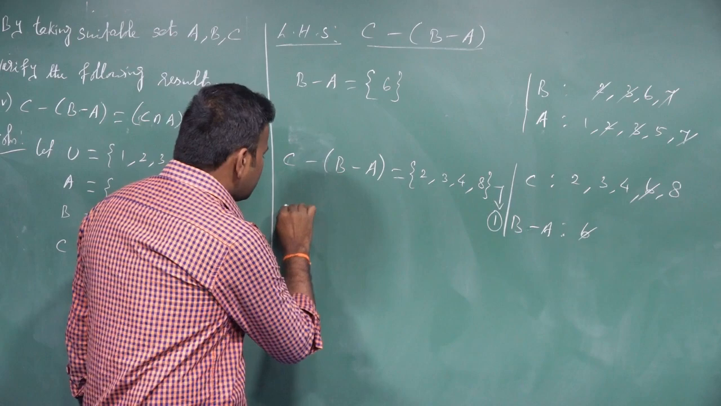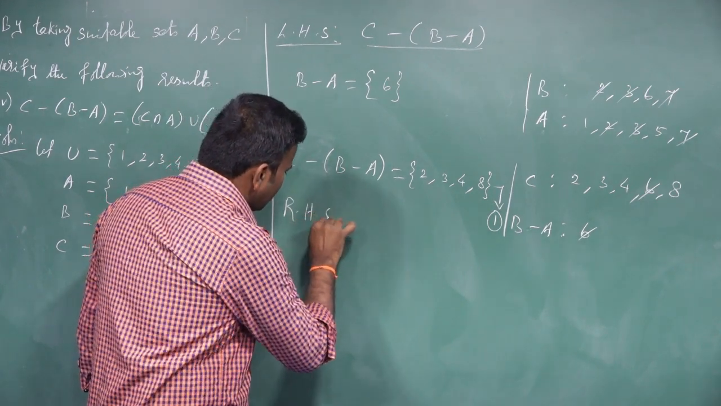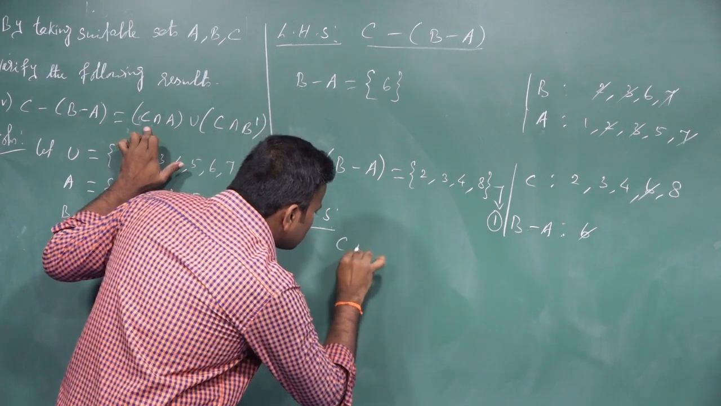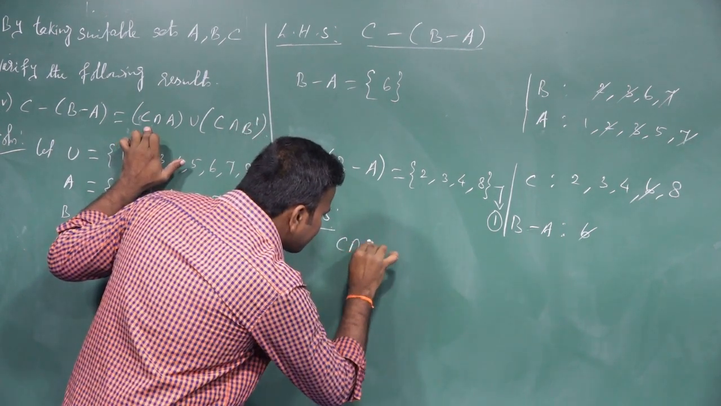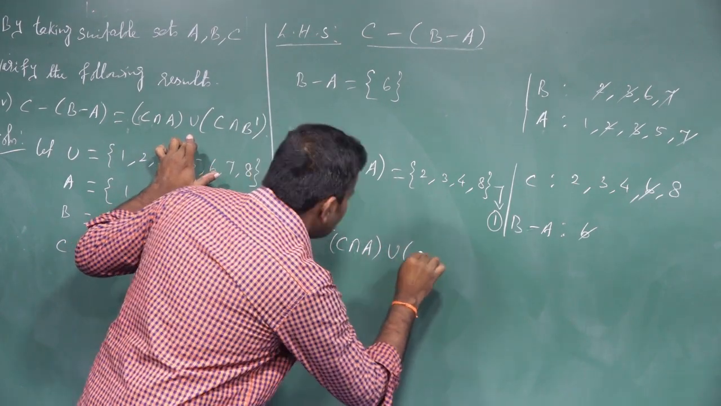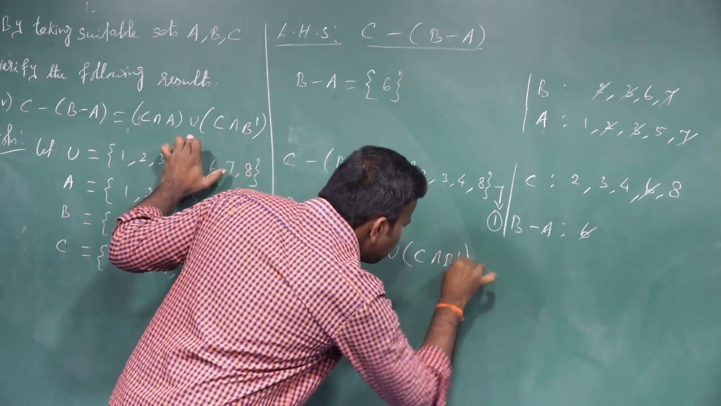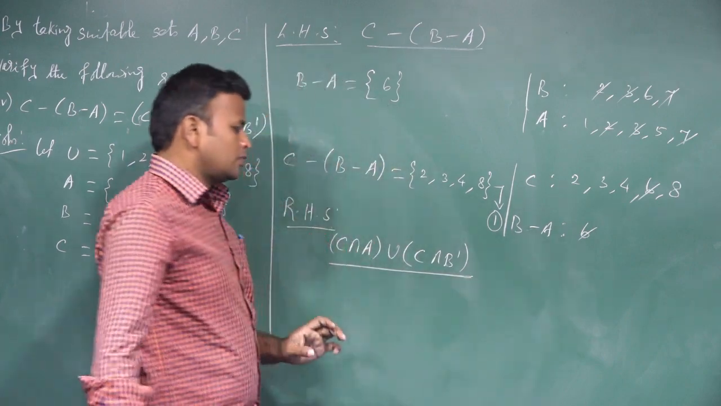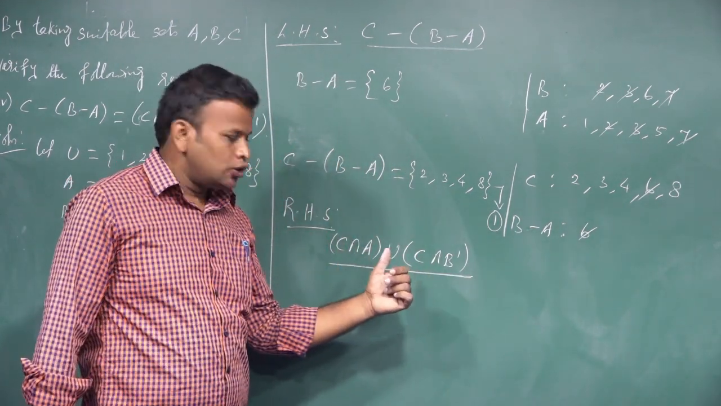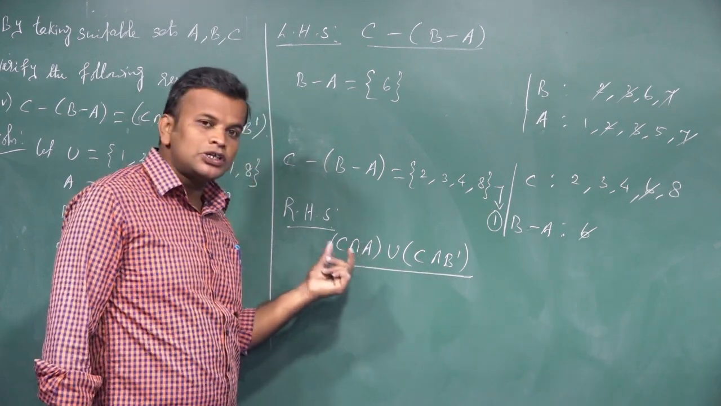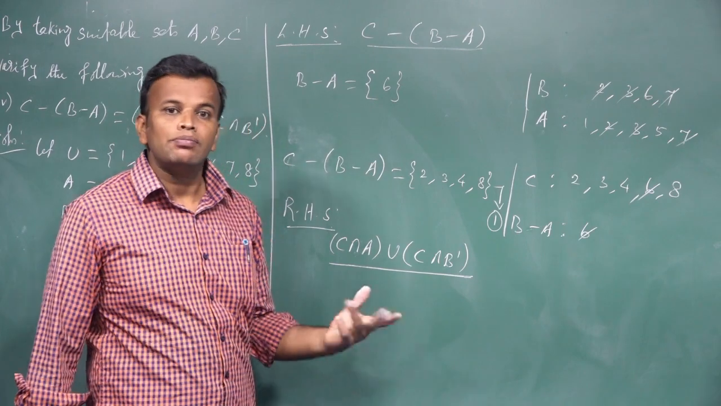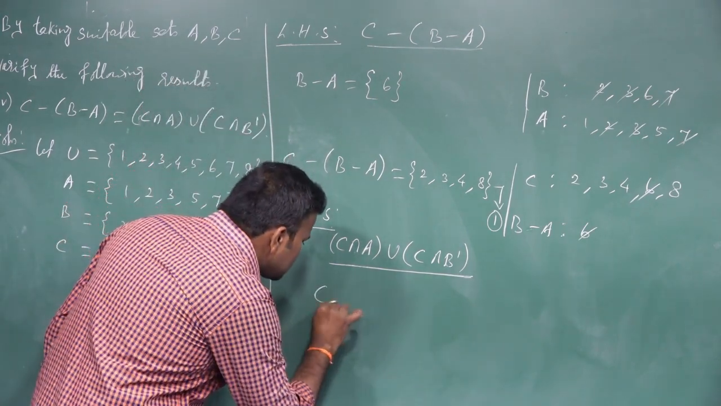Now we find the RHS. What is the RHS? C intersection A union of C intersection B dash. Now we find the union of these two sets. To find the union of these two sets, first we find the individual sets C intersection A and C intersection B dash.